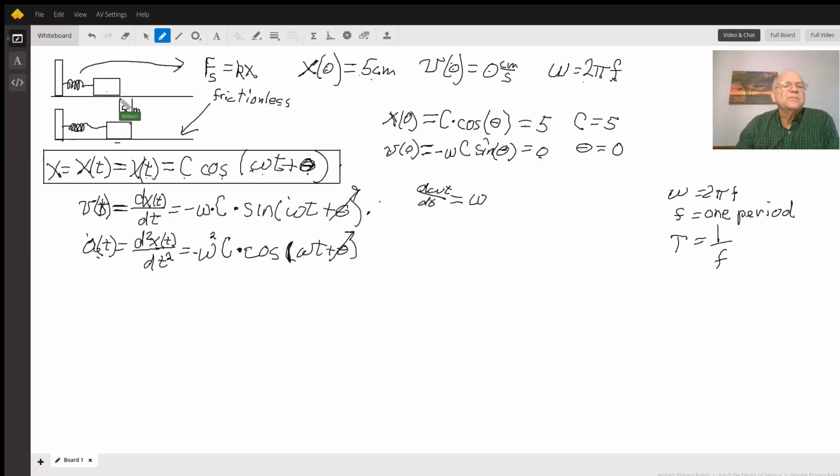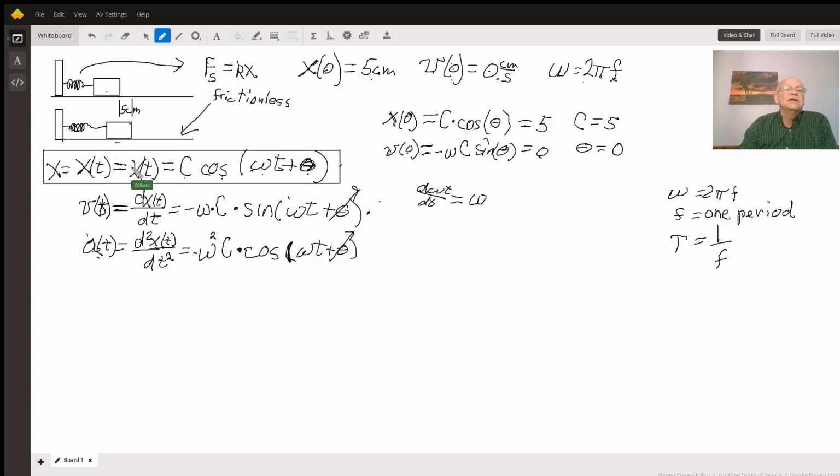Let's look at the setup. The force here is equal to the spring constant times x, however much we pull it. x0 is equal to 5 centimeters. v0 is equal to 0 centimeters per second because we're not going to let the block move until we let it go. And so v0 is 0 at time 0.